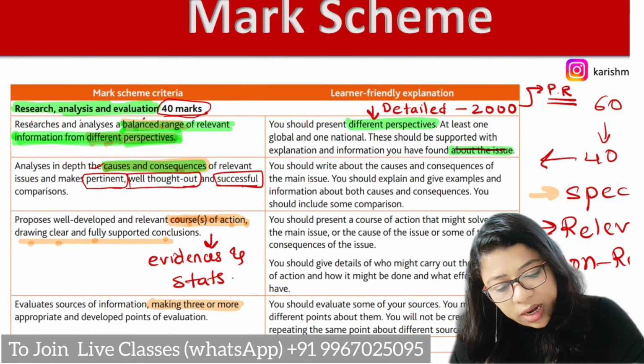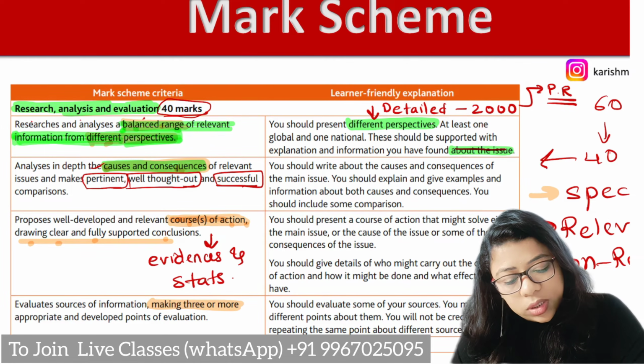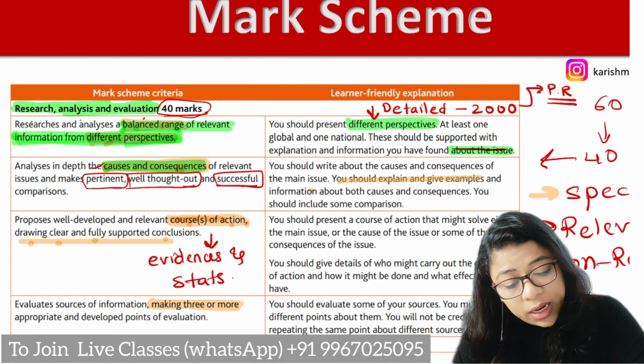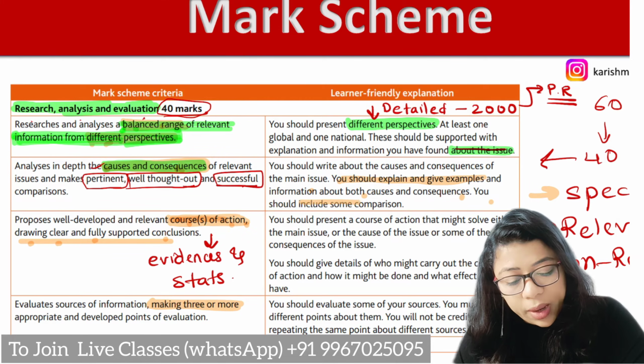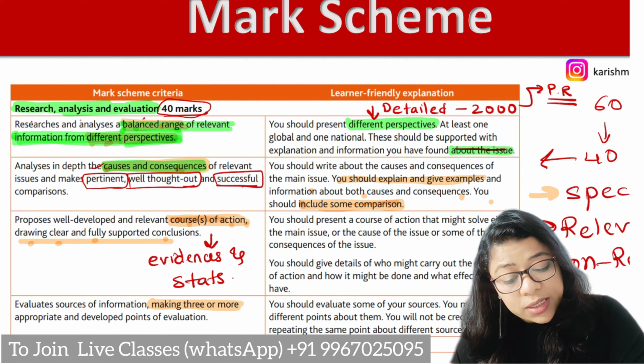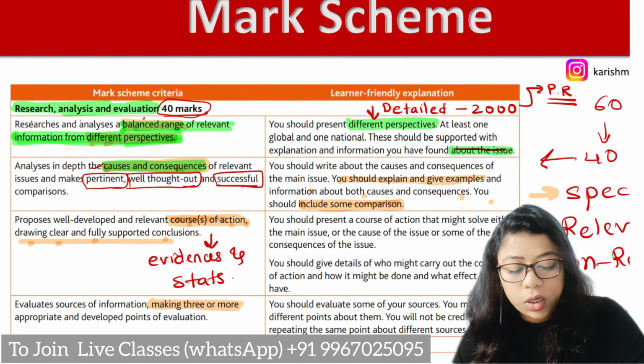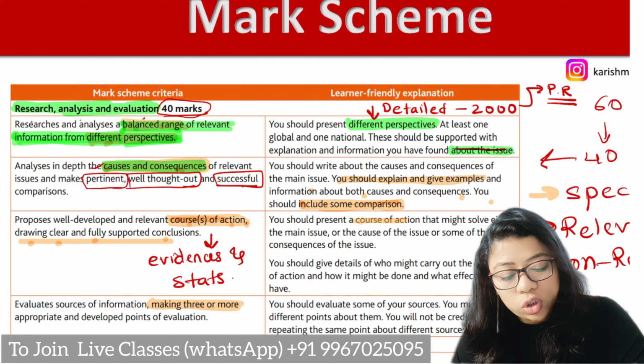Okay. Let's understand learner-friendly explanation. You should write about the causes and consequences of the main issue. You should explain and give examples, information about both causes and consequences. You should include some comparison. So you know the technique of compare and contrast in language. Same technique needs to be well utilized in this particular area. You should present a course of action that might solve either the main issue or the cause of the issue or some of the consequences of the issue. So basically, what action should be taken?